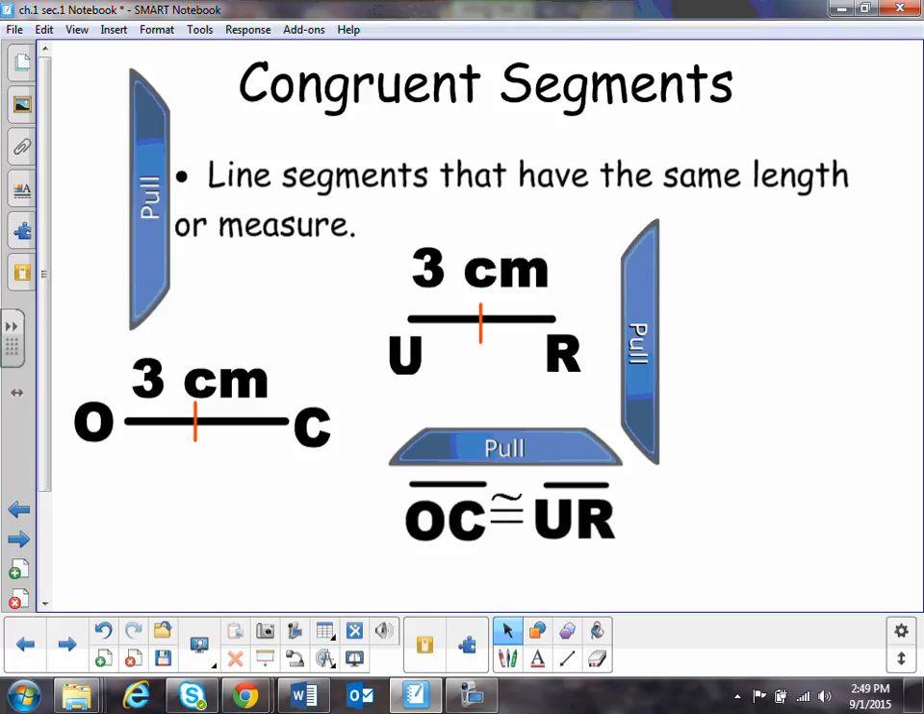These red tick marks, by the way, are important to know. Whenever you see those tick marks on segments, that means they're congruent. So they don't have to have the measure stated. You just see tick marks, that means they're the exact same size.